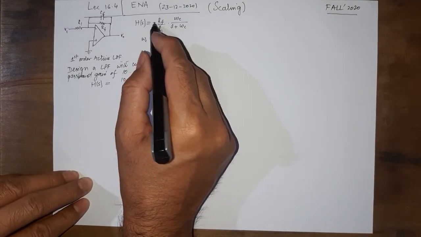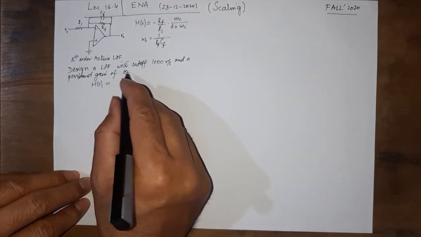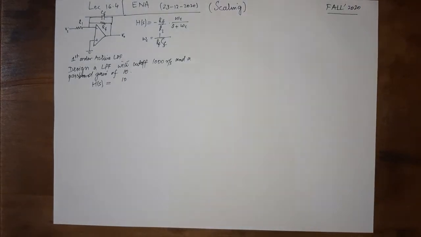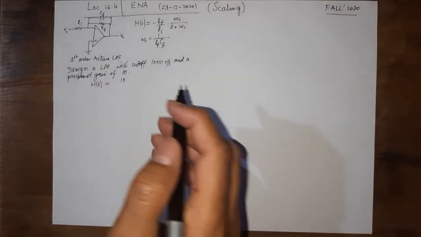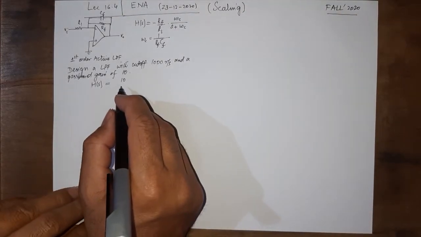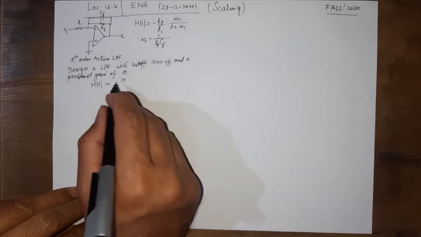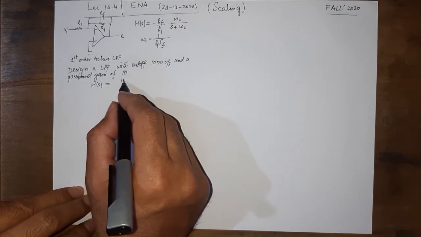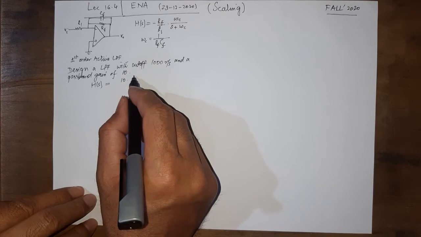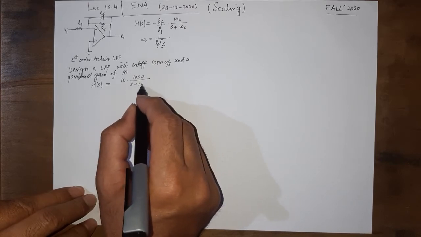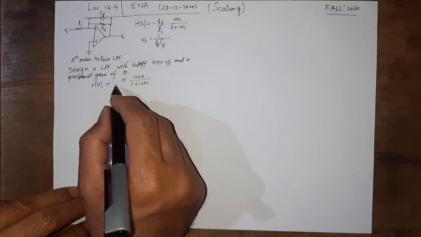In this dealing, we ignore this minus sign. Plus 10 or minus 10 would just mean a difference of phase angle of 180 degrees, which usually is not of importance in sinusoidal signals. So 10 into a cutoff frequency of 1000 over S plus 1000. So this is the transfer function we are looking at.